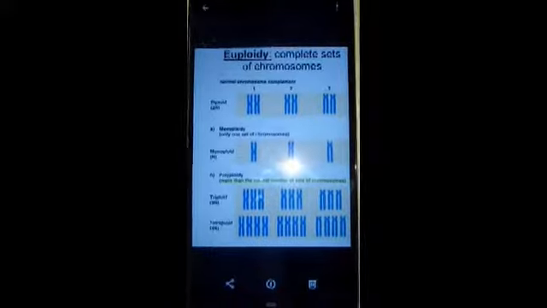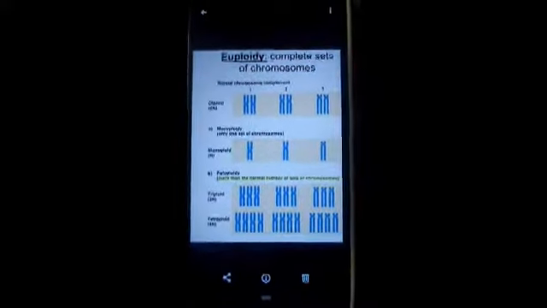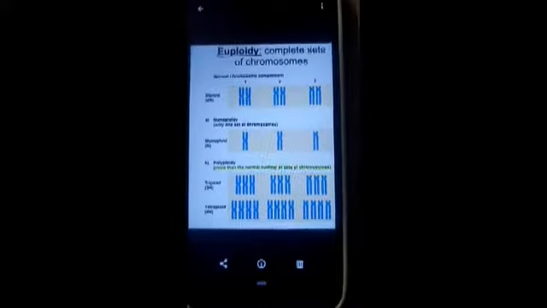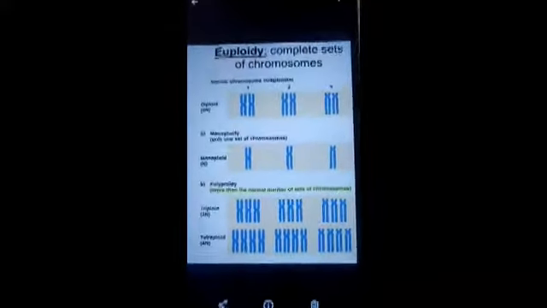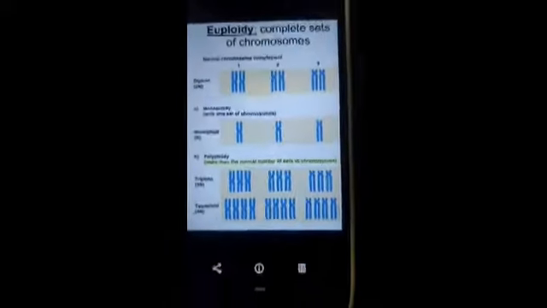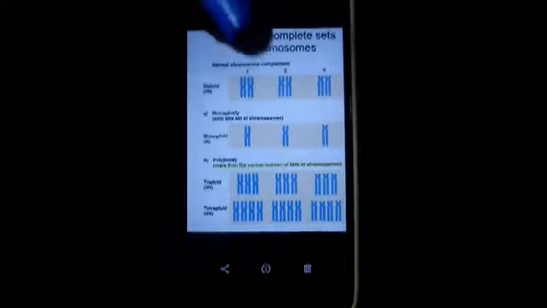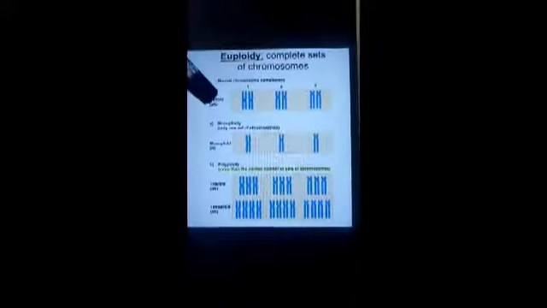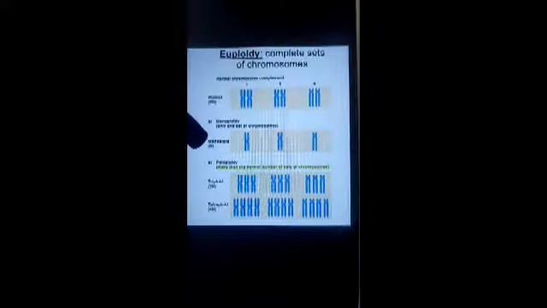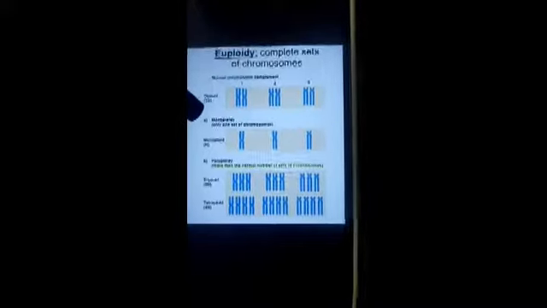Euploidy. Euploidy is a condition where the organism possesses one or more basic sets of chromosomes. One or more basic sets of chromosomes is called euploidy. Euploidy is again classified into monoploidy, diploidy, and polyploidy.